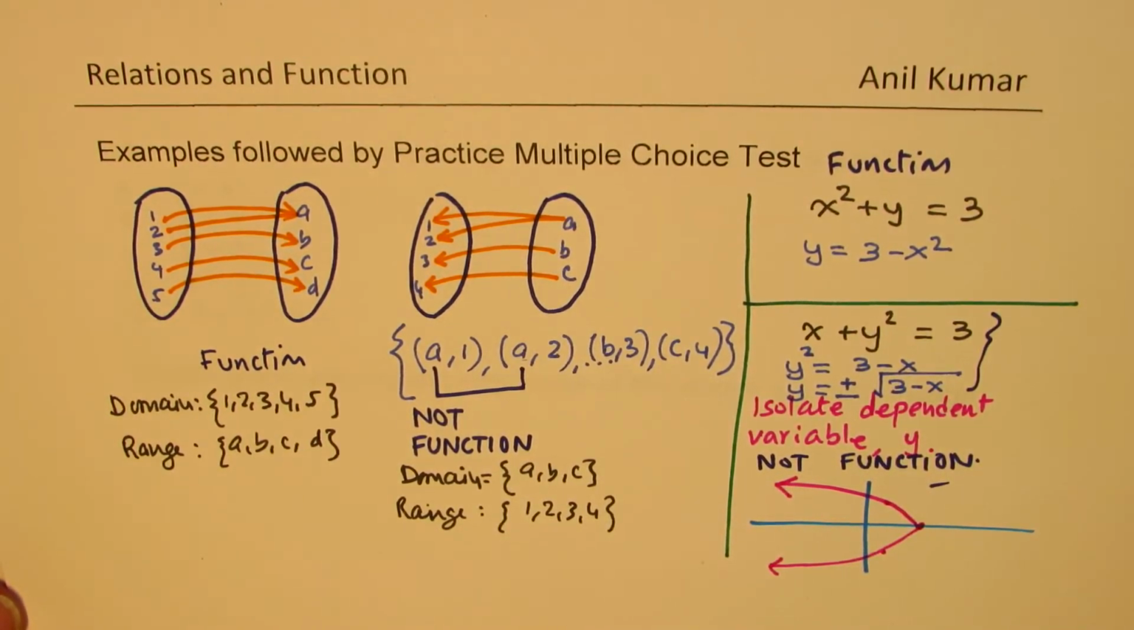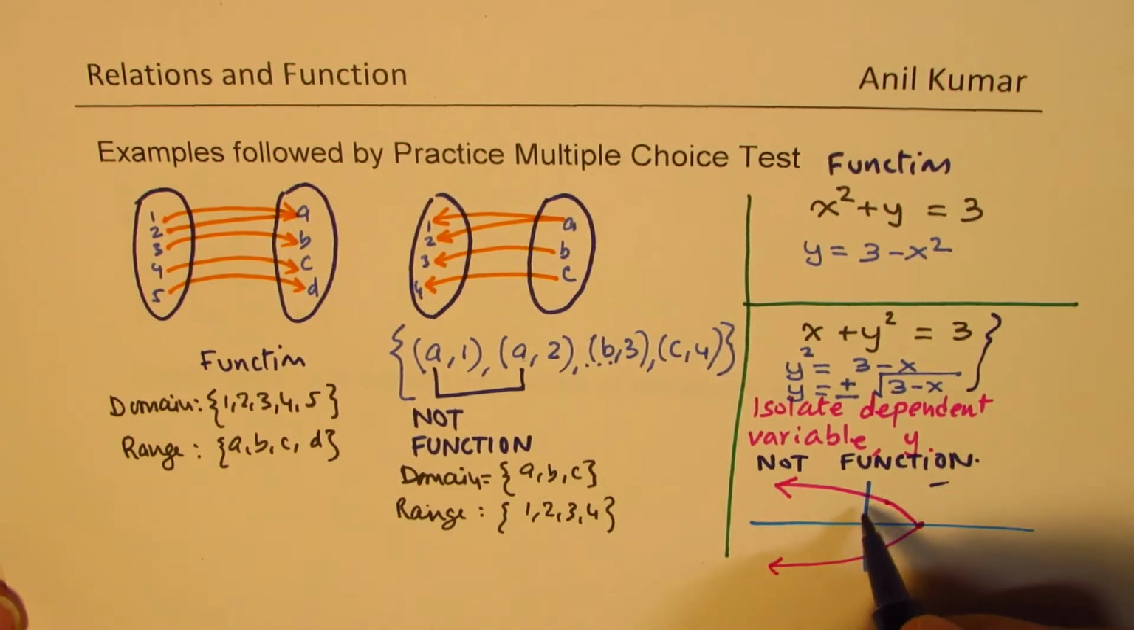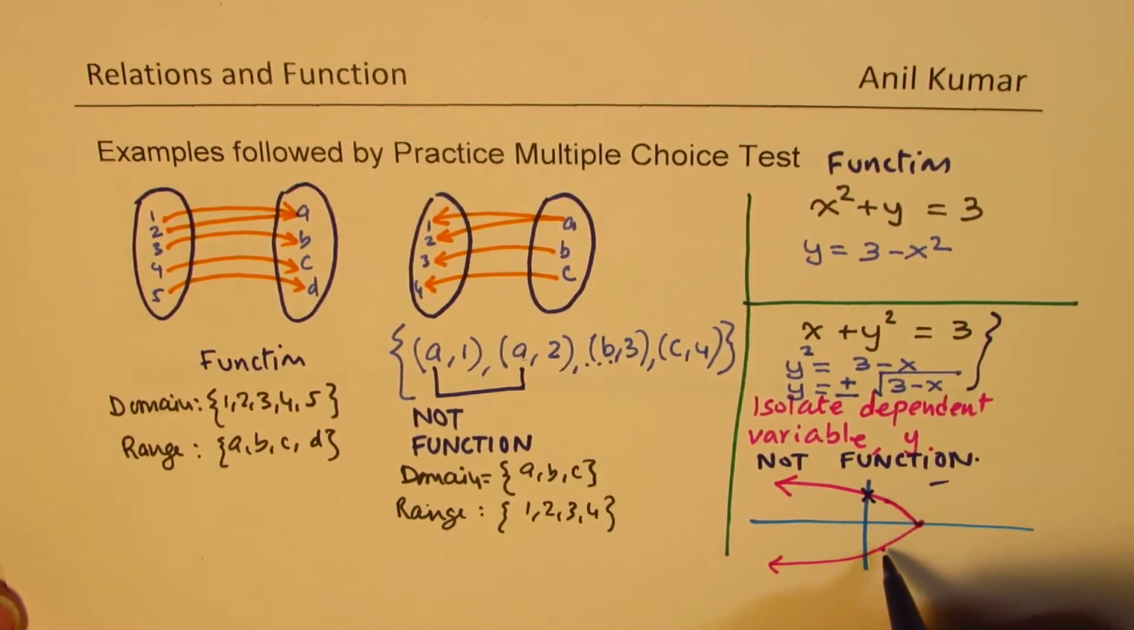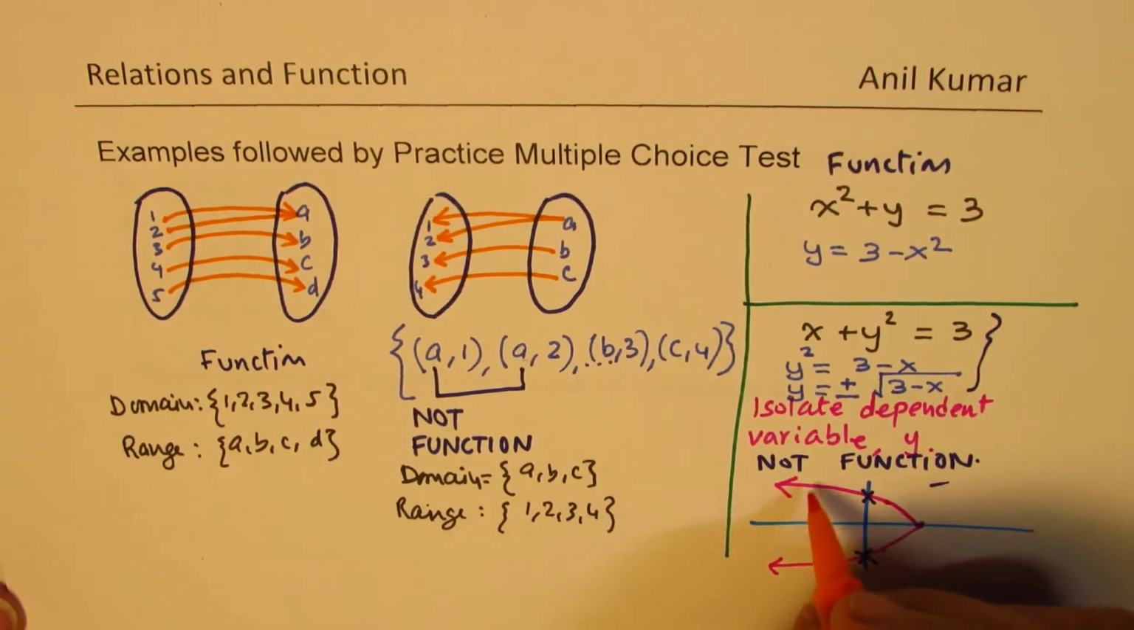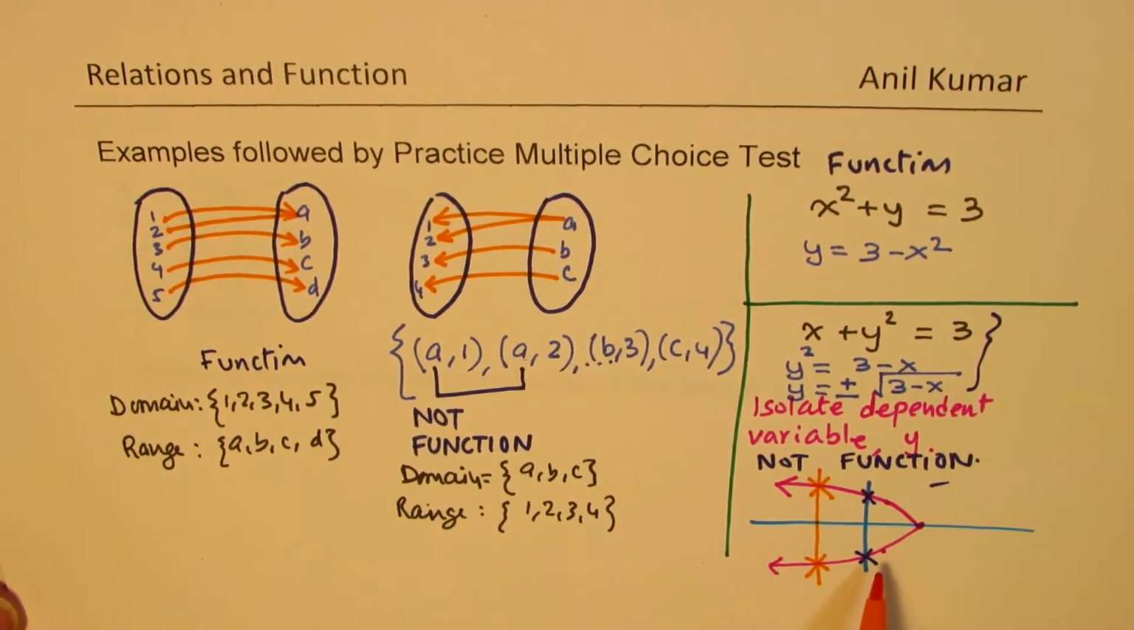Clearly, you can see that for an x value in the domain, we may get more than one value of y. Does that make sense to you? So it fails the vertical line test, and therefore this is not a function. It is a relation, but it's not a function.